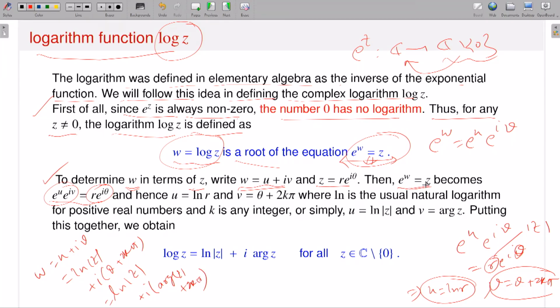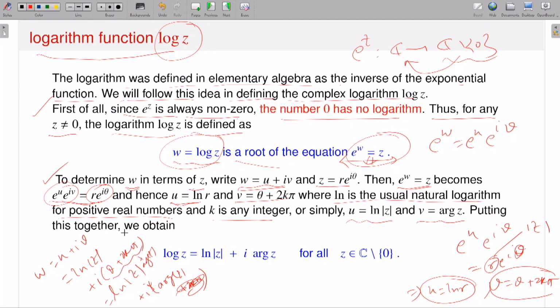So then e to the power w is equal to z becomes this equation, which implies, because I have two complex numbers, both in exponential form, that you can equate them. It will give you u exactly equal to the real logarithm of r, and v is equal to theta plus 2k pi, where ln is the usual natural logarithm for positive real numbers, and k is any integer. Simply I can write u is equal to ln of mod z, ln of r, and v is equal to the argument of z. Putting together what I will have. Okay, so actually this is small arg. So small arg, you don't have to add it there, because this is actually your small arg.